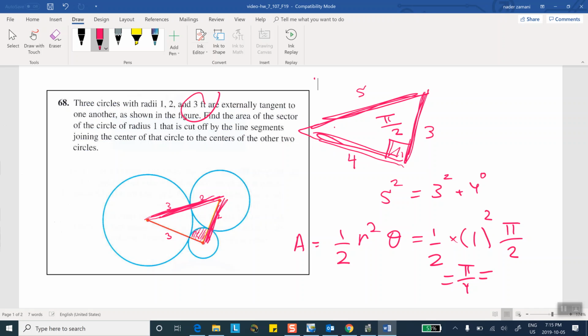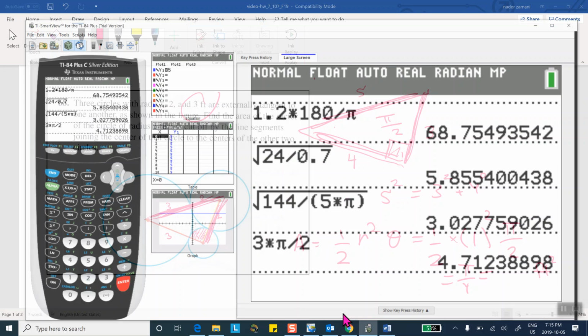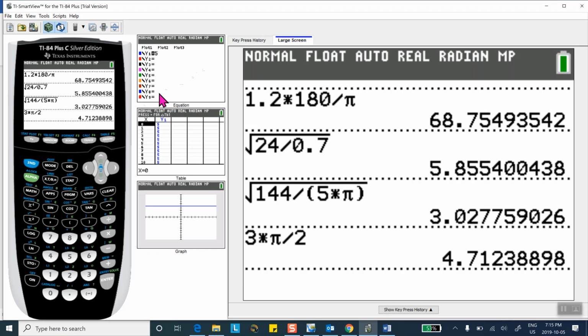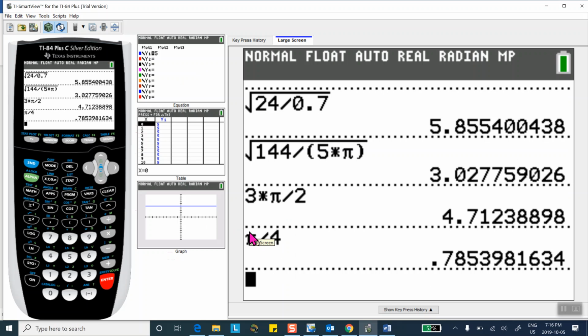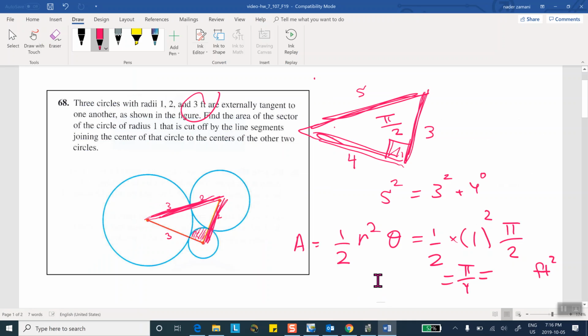These are all feet, so the answer here is going to be feet squared. We don't want to leave it like that. We go to our calculator. We put down pi over 4. Second function pi, divided by 4. And this is 0.785 feet squared. So the answer is 0.785 square feet.